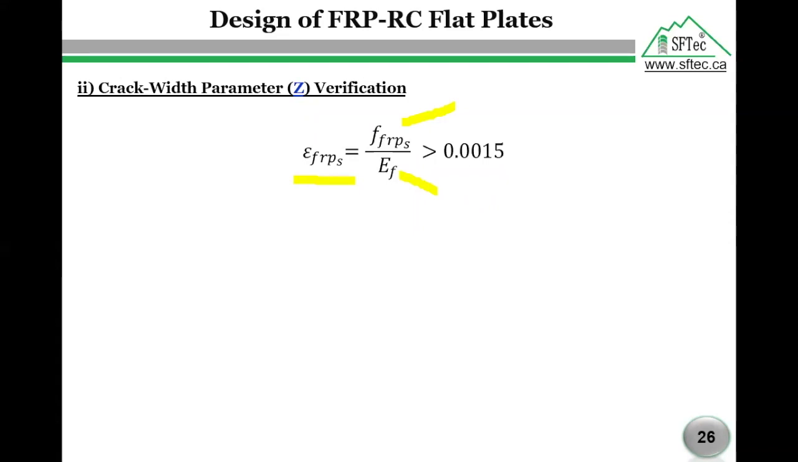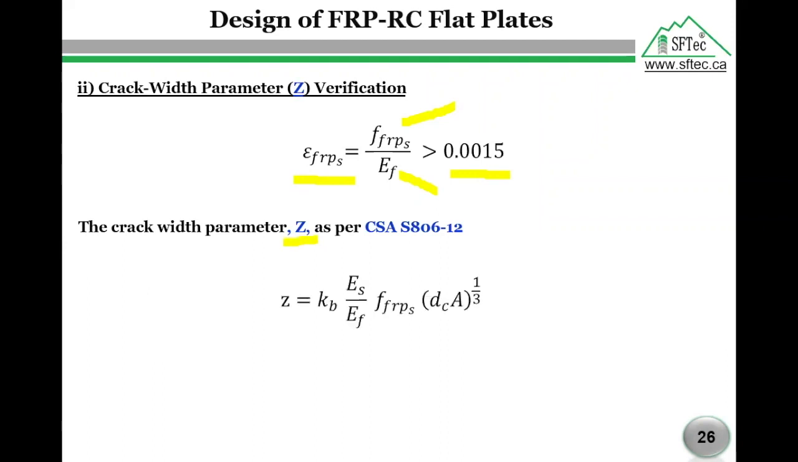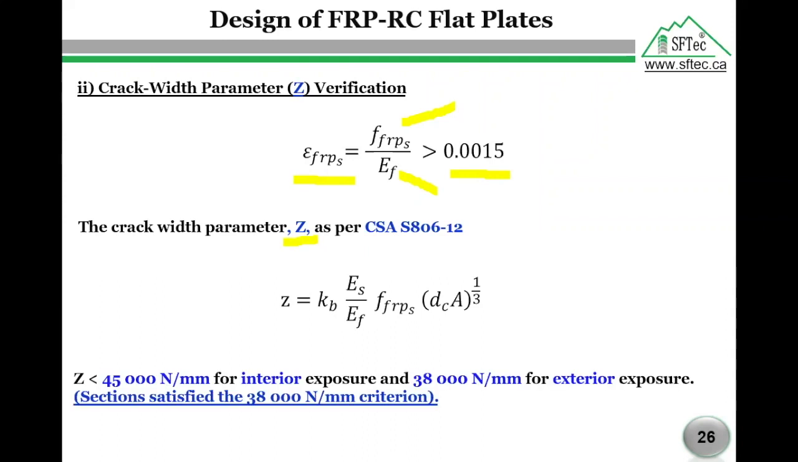When the maximum strain in the FRB bar under service load exceeds 0.015, the crack width parameter should be verified. We have a parameter called Z. Okay, so we can check Z from this equation. The value of Z should be less than 45,000 Newton per millimeter for interior exposure and 38,000 Newton per millimeter for exterior exposure. In the case of designing flat slab parking garages, sections should satisfy the 38,000 Newton per millimeter criterion.